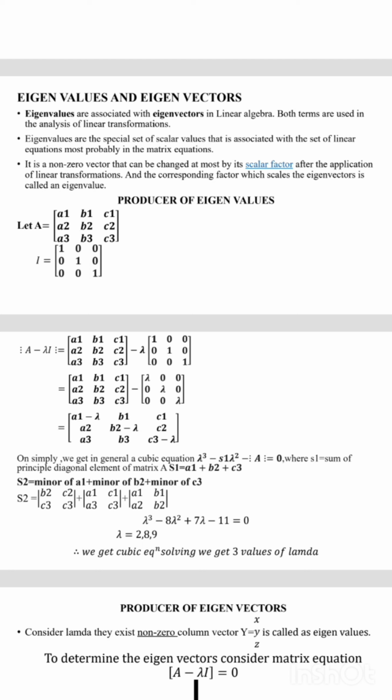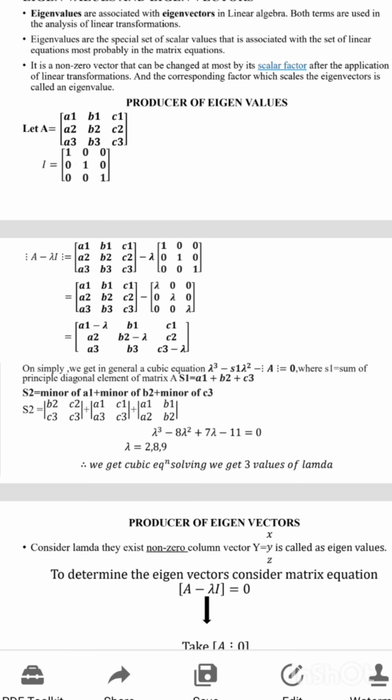Eigenvalue and eigenvector. Eigenvalues are associated with eigenvectors in linear algebra. Both terms are used in the analysis of linear transformations. Eigenvalues are the special set of scalar values that is associated with a set of linear equations, most probably in a matrix equation. An eigenvector is a non-zero vector that is changed at most by its scalar factor after the application of a linear transformation, and the corresponding factor which scales the eigenvector is called the eigenvalue.